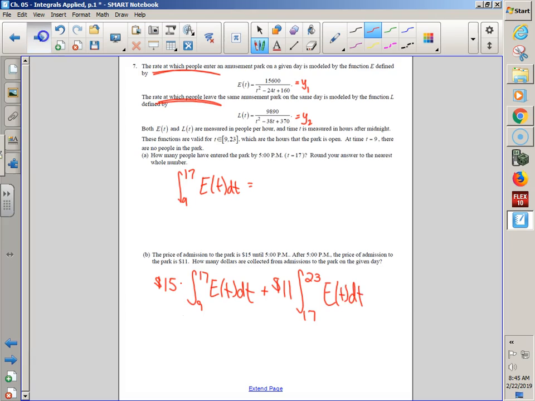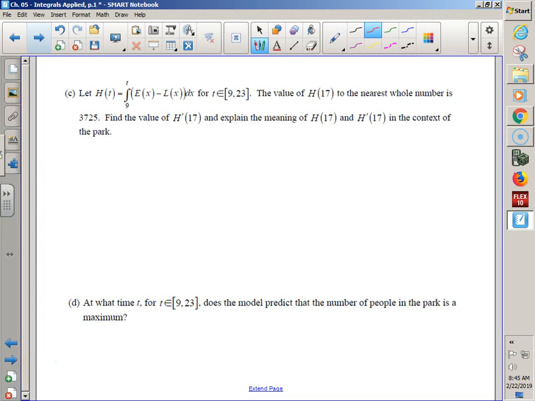Yeah? What's going on in letter C? Let H equal. Who's H? The integral. Wait, we've been doing the integral from 9 to t of E of t dt. And weren't we finding how many people were entering the park since the beginning of the day? What happens if we're subtracting L of x in the exact same expression? We're not just figuring out how many people entered the park, but also how many people left the park. Oh, guys, if we put this all together, how many people enter minus how many people left, what are we actually finding? How many people are in?